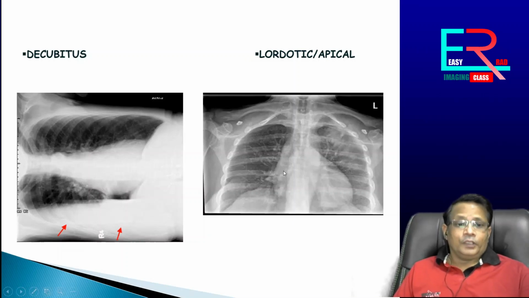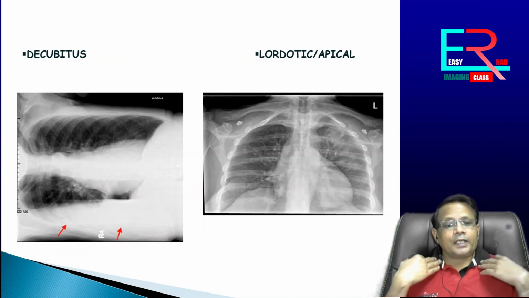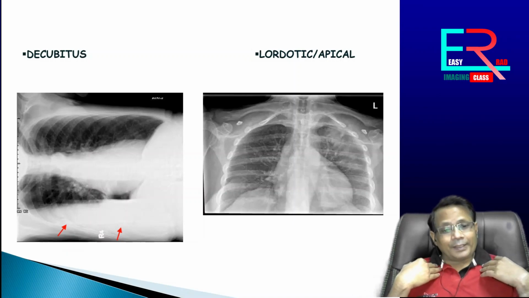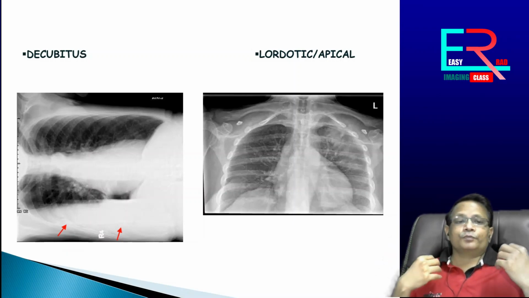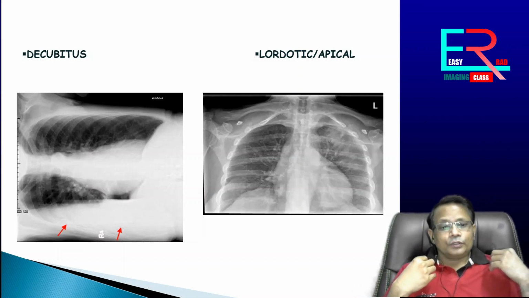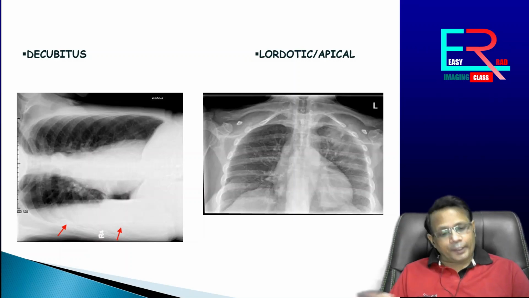and we can clearly see the effusion on the dependent side. The lordotic apical view is to see the hidden areas of the apexes, the bilateral apexes, to find a small tubercular focus, a small sulcus tumor, and other small vascular lesions. So we may need the lordotic apical view.